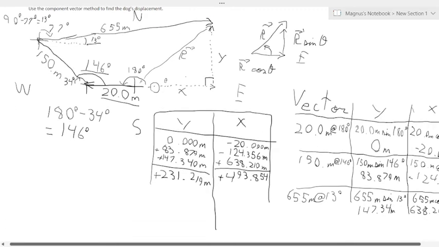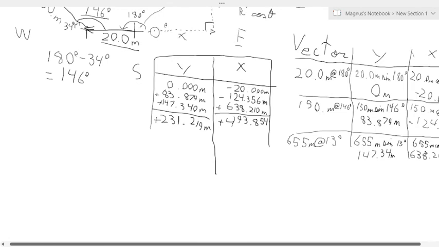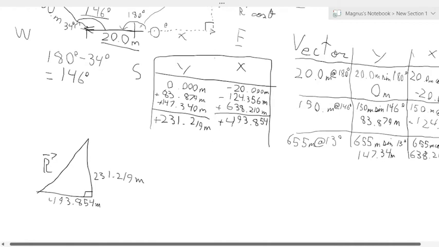So, I'm going to go down, and I'm going to draw a right angle triangle, which we're going to use for reference. So this is going to be our resultant. This is going to be 493.854 meters. This is going to be 231.219 meters. I'm just going to draw this so I have a little more room.